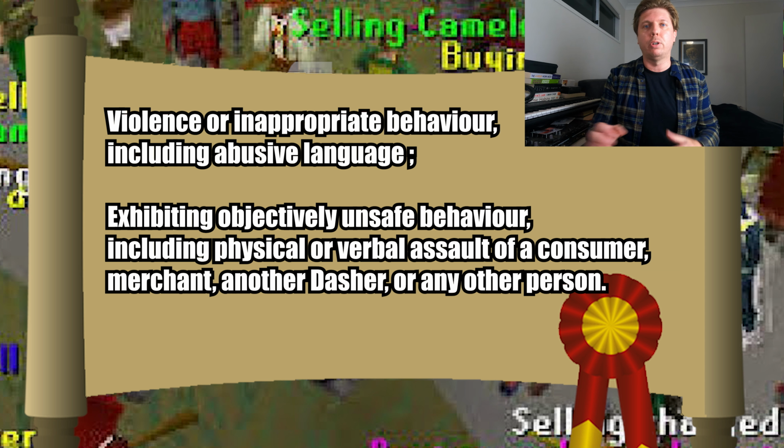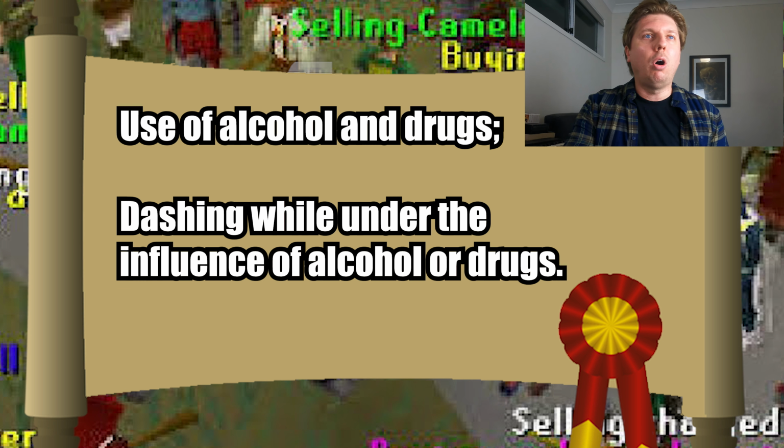So I think it speaks for itself, guys. Don't act like an absolute pelican. Don't go getting into a fight with people. Don't go abusing people, saying F you, F off, so on and so forth. Don't be a pelican.